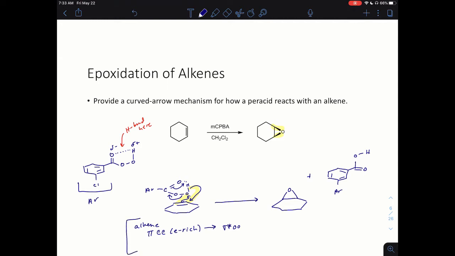Okay, I'm going to finish writing the HOMO-LUMO interactions. So the alkene, pi CC, attacks sigma star OO. That broke sigma OO. Then we had the sigma OH coming and attacking pi star CC. This is our acceptor. All right, that was super fun.